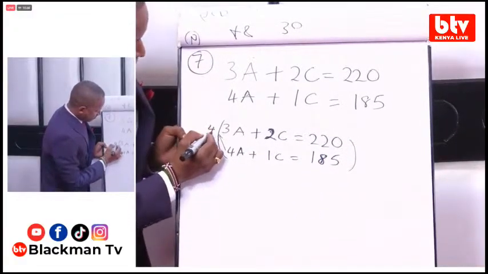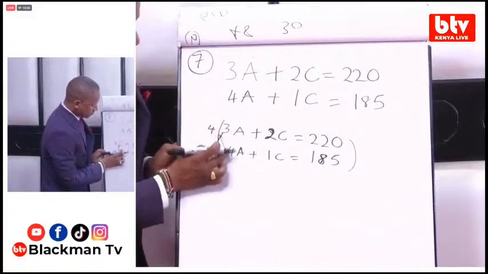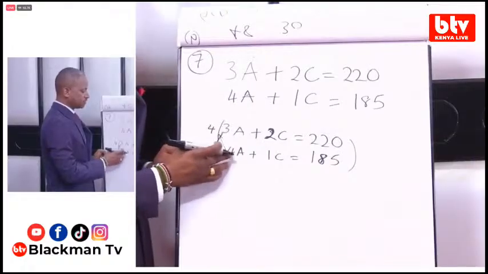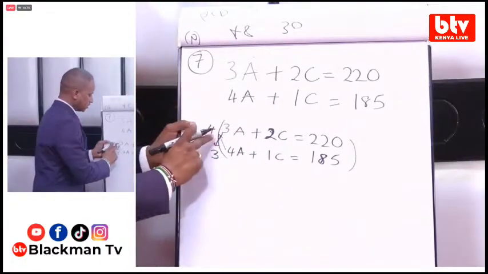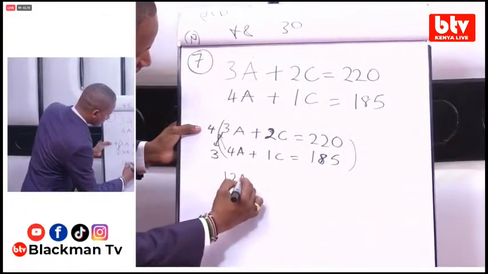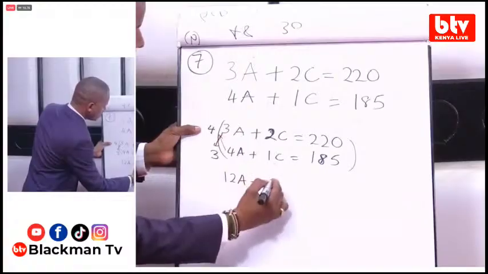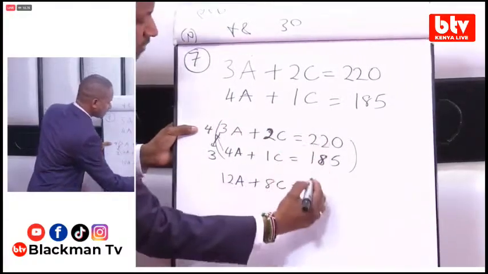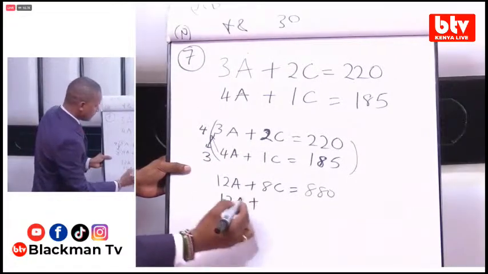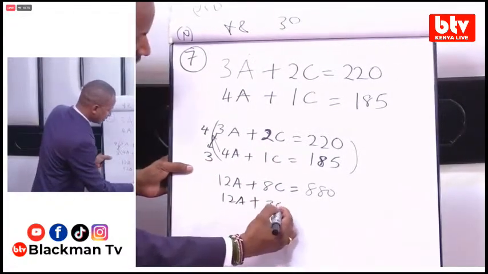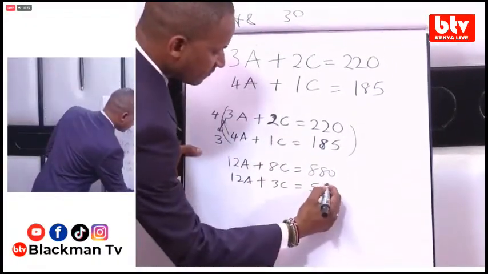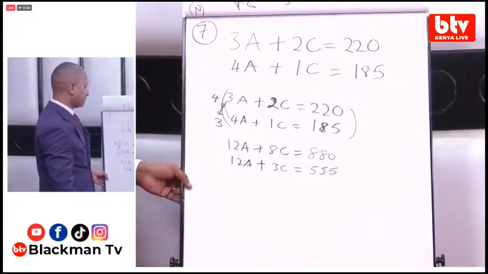Now, by using the elimination method, you multiply the upper one by 4 and the lower one by 3, because we want to make A the same. We want to eliminate A so that when we subtract, we get 0. So, if we multiply up by 4 and down by 3, this is going to be 12A plus 4 times 2, 8C, equals 4 times 220, 880. Then the lower one is also 12A plus 3 times 1C, 3C, equals 185 times 3, which is 555.